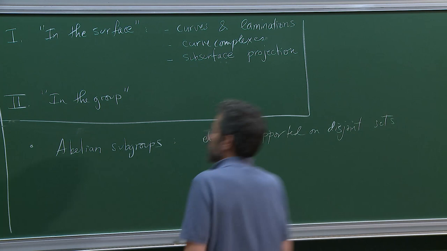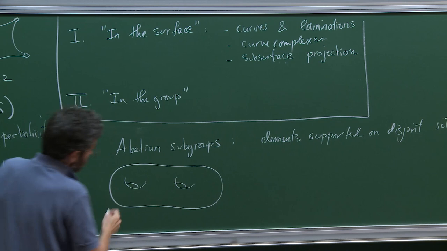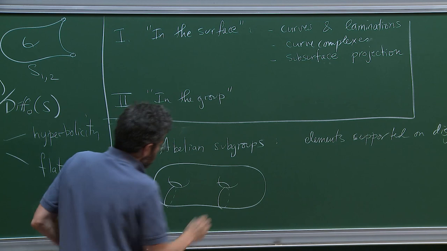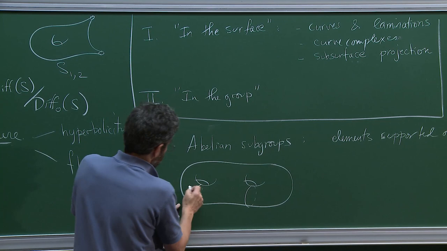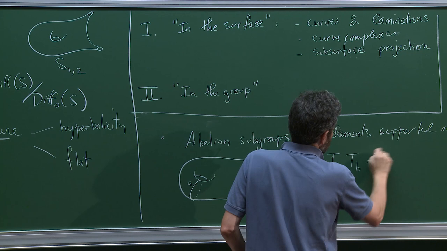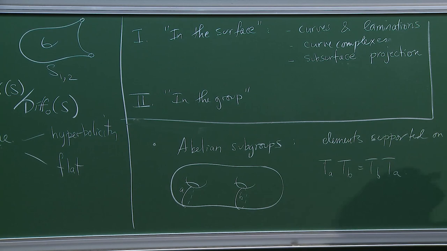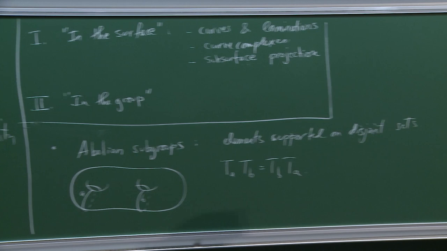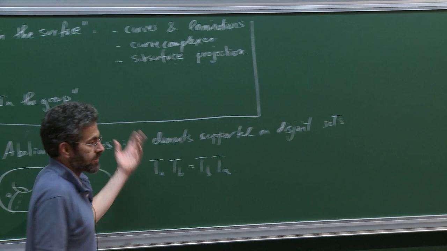So in particular, let's draw a genus 2 surface. You could take some non-trivial curves. Here's one, and here's another one. You could take a Dehn twist on each of these curves, and they would commute with each other. Maybe we'll call this curve A and this B. So the Dehn twist on A commutes with the Dehn twist on B. So what is the Dehn twist? Let's just draw the picture, in case I imagine people have seen this picture, but we'll draw it once. Elements supported on disjoint sets commute, like for anything, right? Yeah.